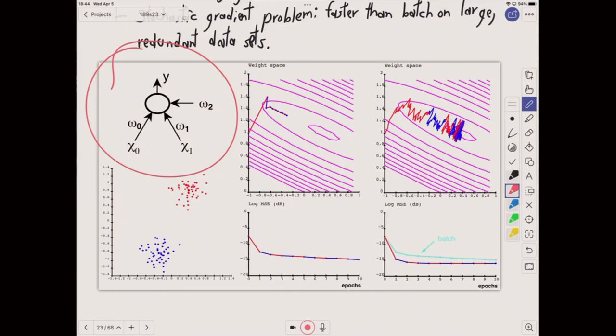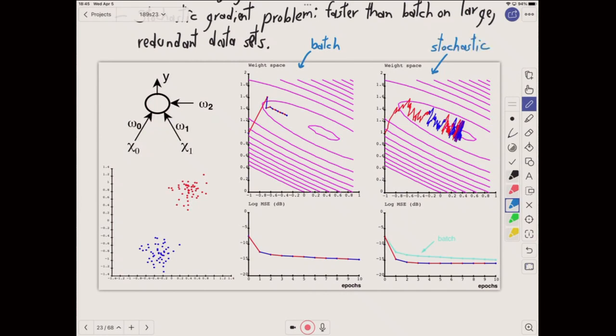And so this neuron has 3 weights. There are only 2 inputs, so 2 of the weights are making a linear combination of those inputs, and then omega 2 here is a bias term that's added at the end. The plots that you see here, there is a plot in the middle which shows us batch gradient descent and how it operates. And there's one on the right that shows us stochastic gradient descent with exactly the same training set.